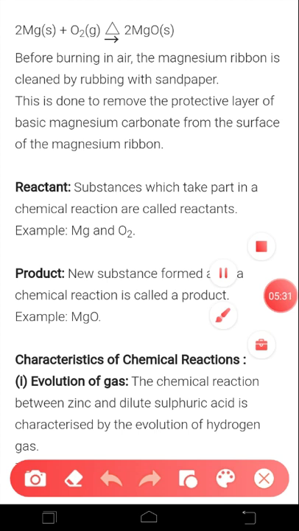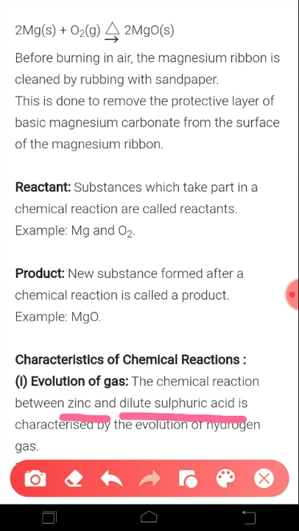So, characteristics of a chemical reaction: evolution of gas. The chemical reaction between what? Zinc and dilute sulfuric acid is characterized by evolution of hydrogen gas. What is known as evolution of gas? The chemical reaction between two things, zinc and dilute sulfuric acid, characterized by the evolution of hydrogen gas.